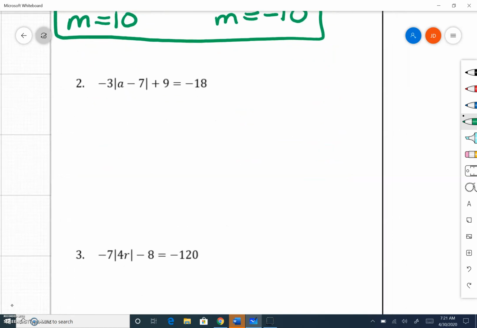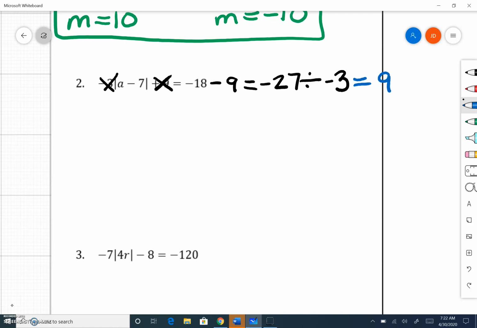Alright, same thing. So I have a number after, so I'm going to do the opposite. So it's plus 9, so I'm going to minus 9. That gives me negative 27. That's gone. I have a number before, so I'm going to divide by the exact number. And when I divide, I get 9. Now I can set up my 2 problems. A minus 7 equals 9. A minus 7 equals negative 9.